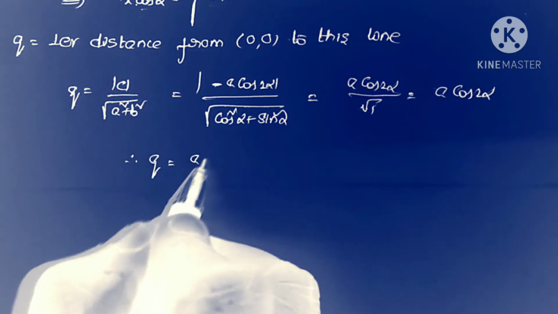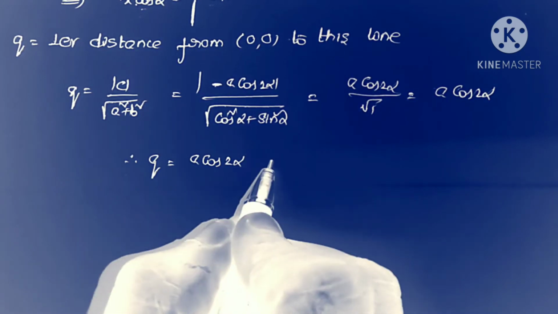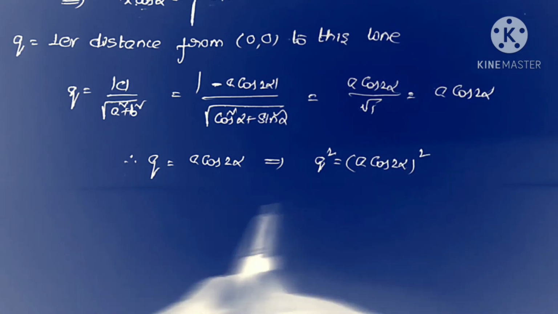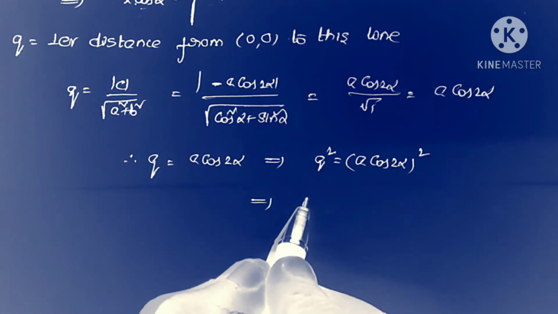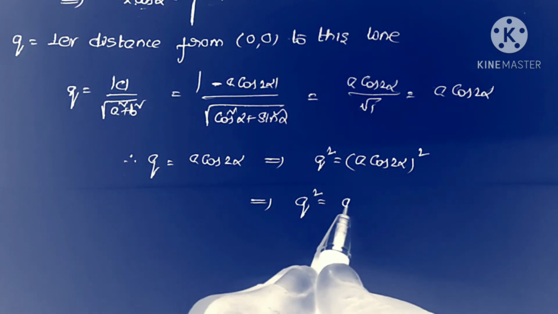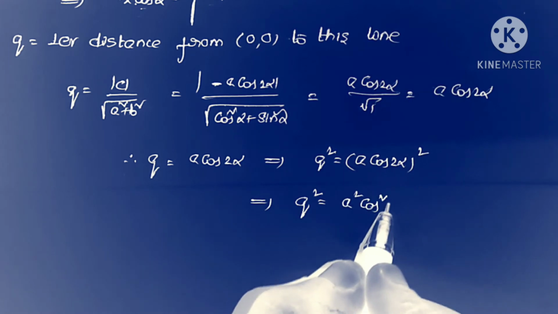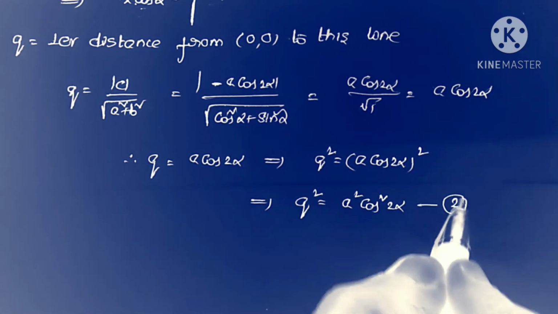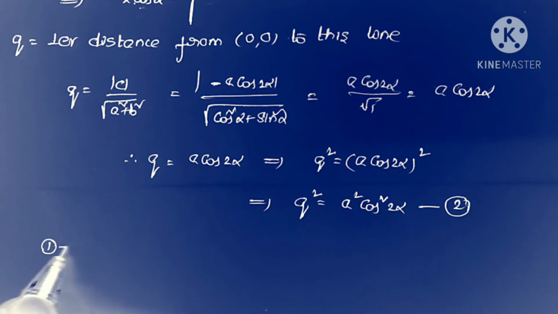Therefore the value of Q is equal to a cos 2 alpha. Now squaring on both sides, we get Q square is equal to (a cos 2 alpha) whole square, that is Q square is equal to a square cos square 2 alpha. Say equation 2. Now we are adding the first and second equations.